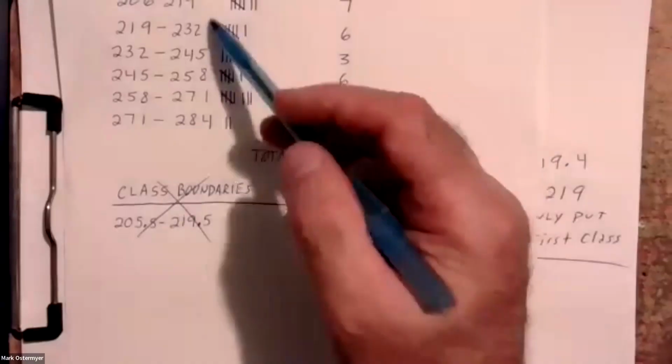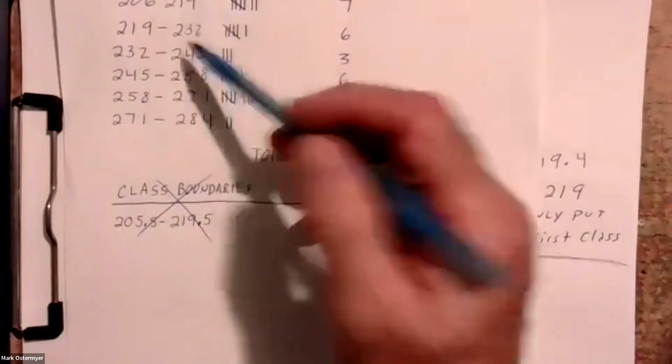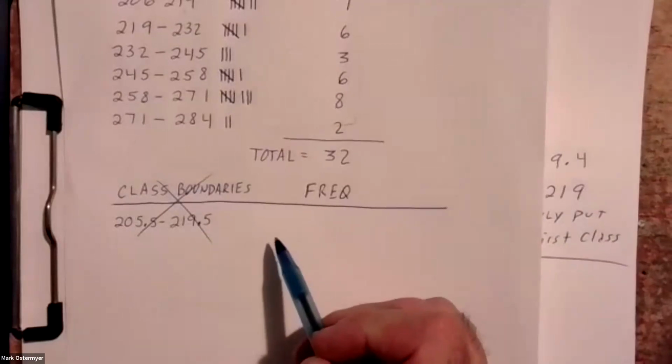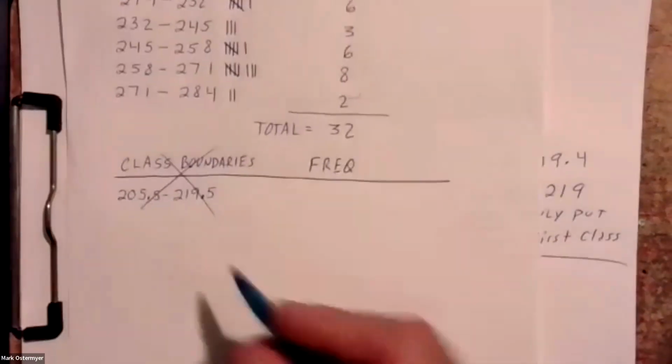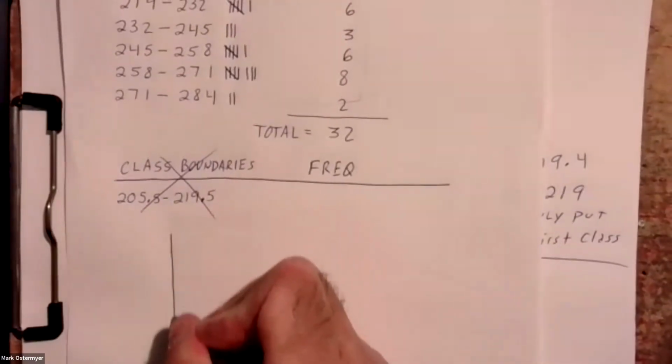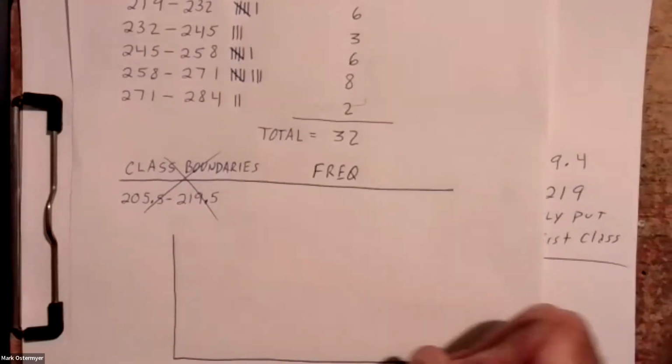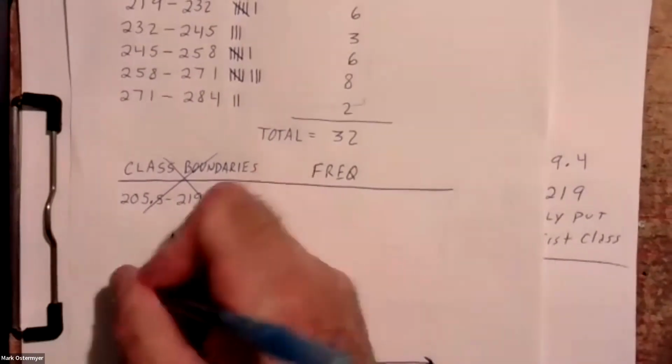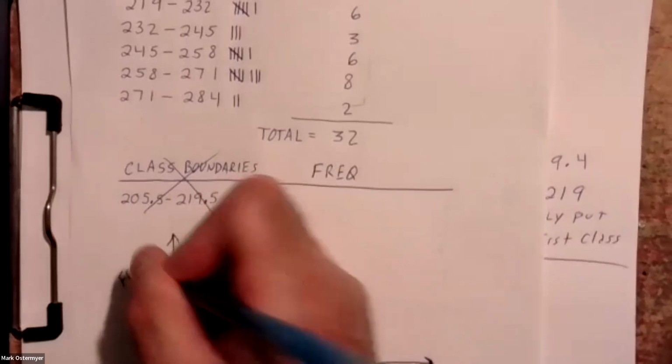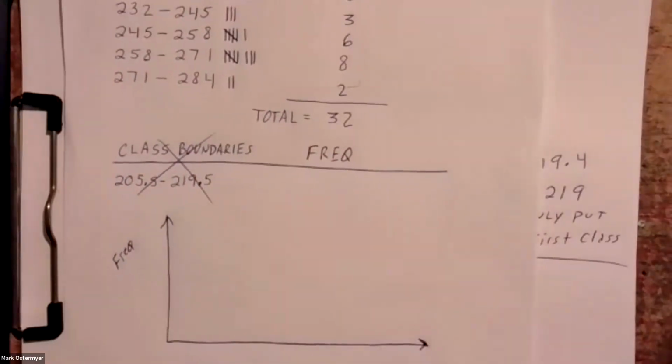Okay. And I'll show you the correction as to what we should have done with this for class boundaries here. But I would like you to make a frequency histogram. And a frequency histogram, of course, has a vertical and horizontal axis. The vertical axis is labeled the frequency axis, and the horizontal axis is labeled the class axis. These are your classes down here.